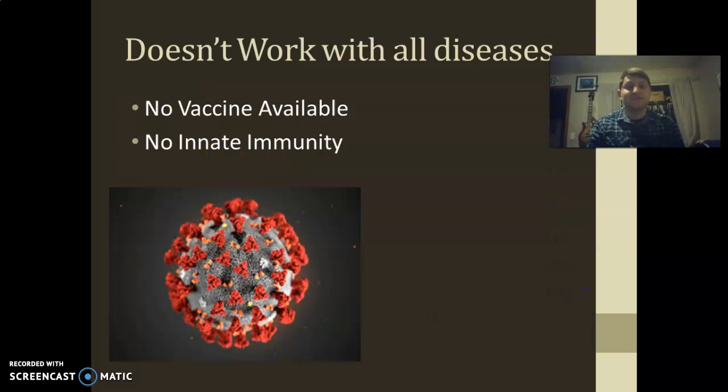And the other main part of this is that herd immunity doesn't work with all diseases. If there's no vaccine available or no innate immunity, nothing we're born with to protect ourselves, there's no way to establish a herd of immune people because we have no way to do that. COVID-19 is the big one.